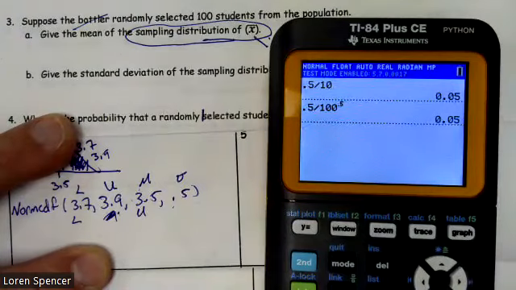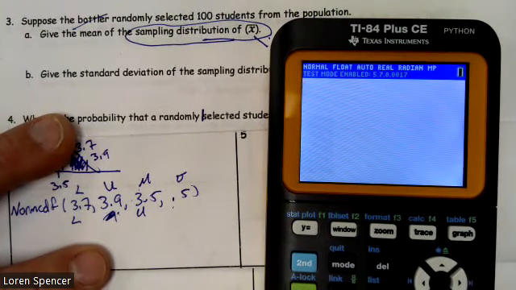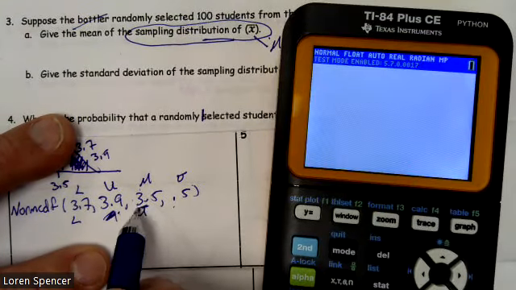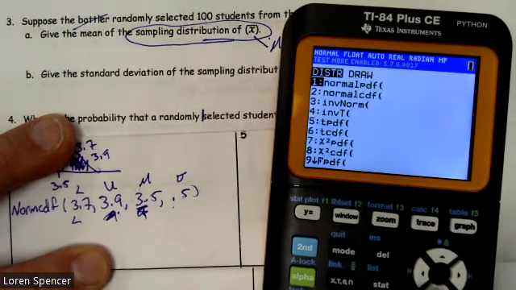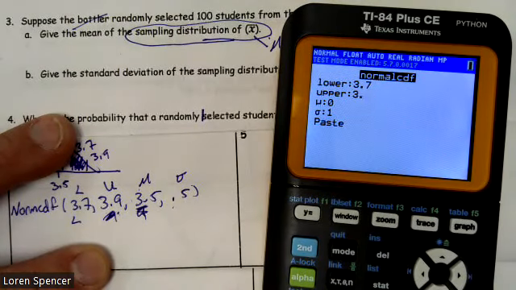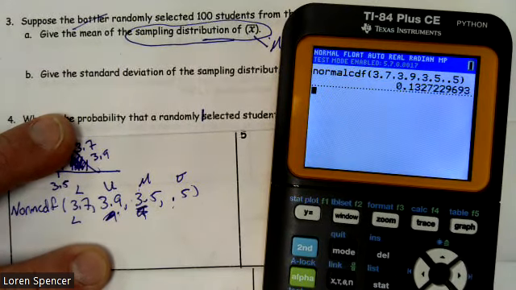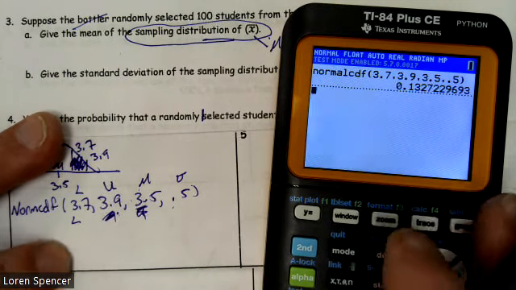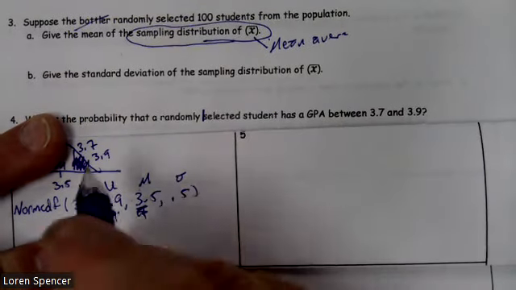All right, so let's run this on a calculator. Second vars, normal CDF, lower bound 3.7, upper bound 3.9, mean 3.5, standard deviation 0.5. And we end up getting 0.1327, and we want 4 decimal places.